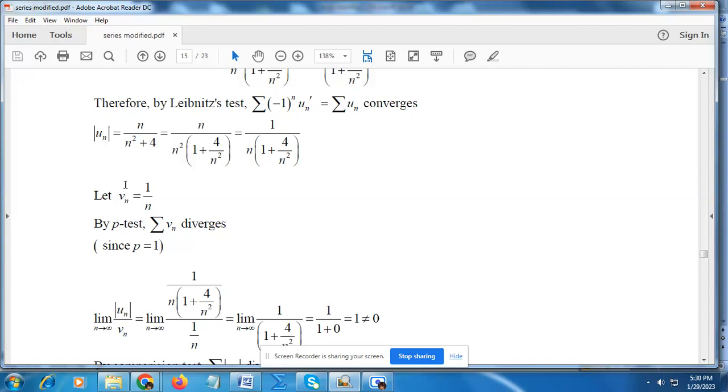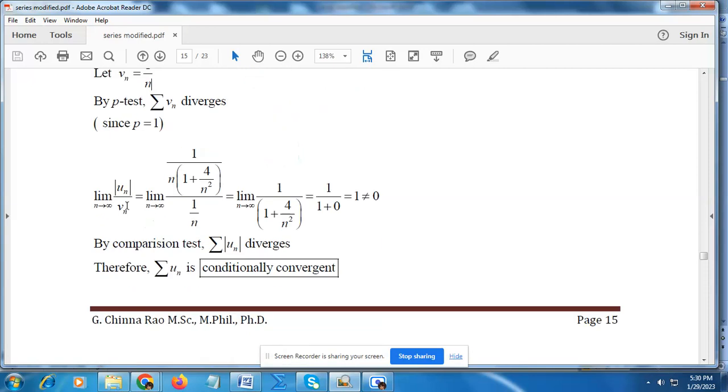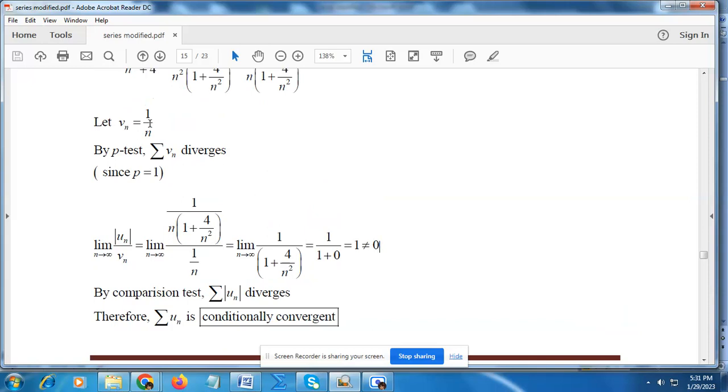So choose Vn as 1 by n. Of course, we know very well about the comparison test. By P series, sigma Vn diverges because its P value is 1. Limit mod un by Vn as n tends to infinity is not equal to 0. By comparison test, sigma Vn and sigma un behave alike. Here sigma Vn diverges, so sigma un also diverges. So by comparison test, sigma mod un diverges.